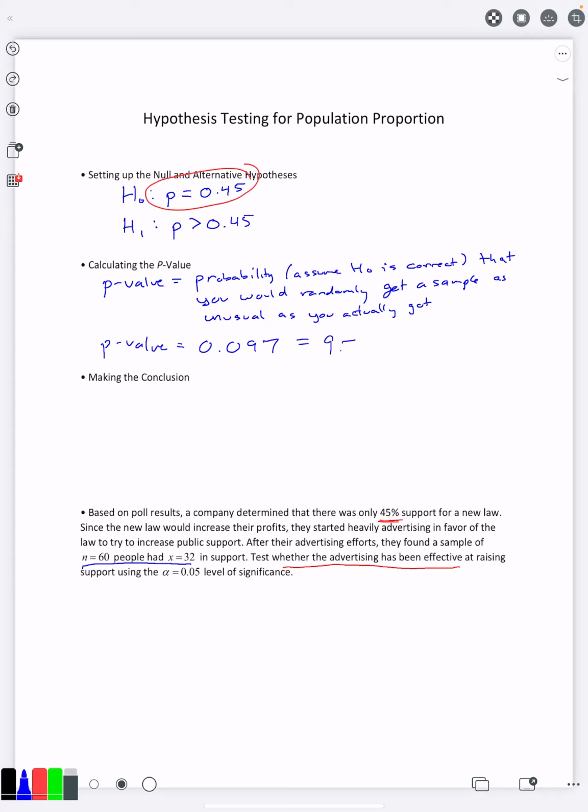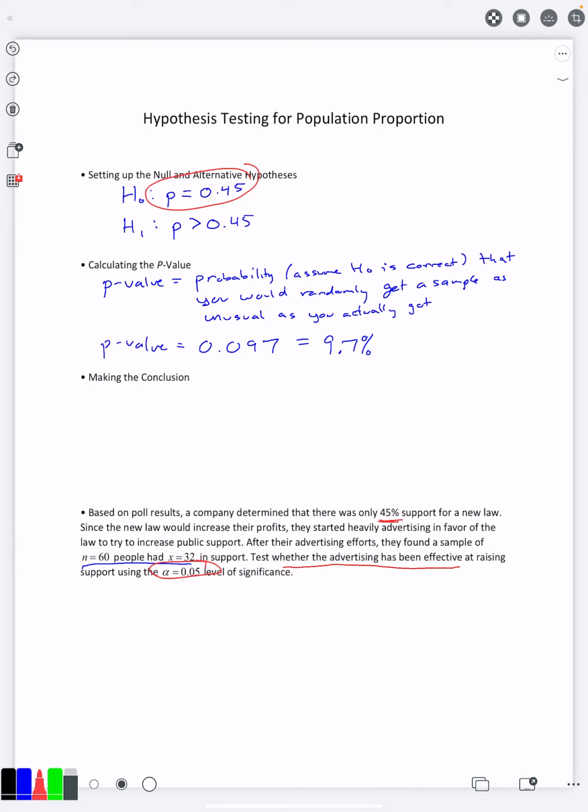What that means is there is a 9.7% chance that even if people didn't change their opinions, we would have just happened to get a sample like this. Now go back to the very, very beginning of probability, and we said a certain event is something that had a 100% chance of happening, and an impossible event was something that had a 0% chance of happening, and an unusual event was something that had a 5% chance or less of happening. And the alpha is really deciding what we consider to be unusual.